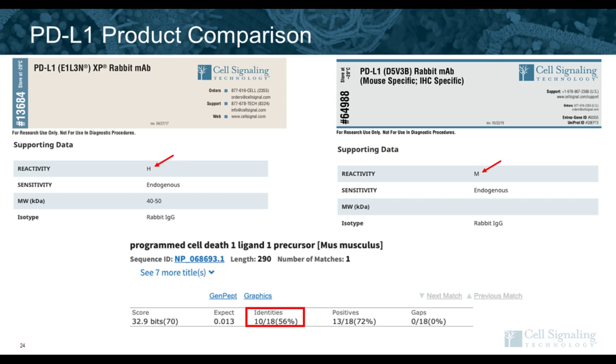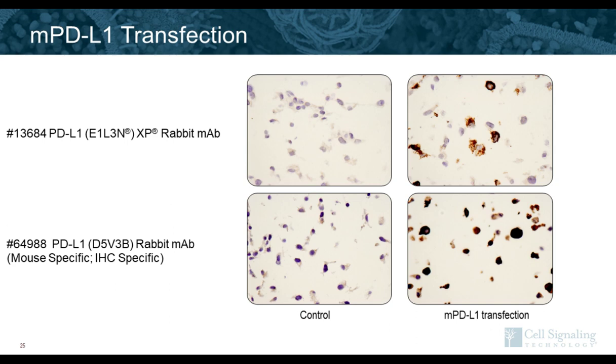We recently heard from a customer that our human-reactive PD-L1 clone, catalog number 13684, was working well for them in mouse tissues. While a blast of the antigenic sequence of 13684 returned only a 56% homology with the mouse protein, we proceeded with the testing to compare our mouse and human reactive products.